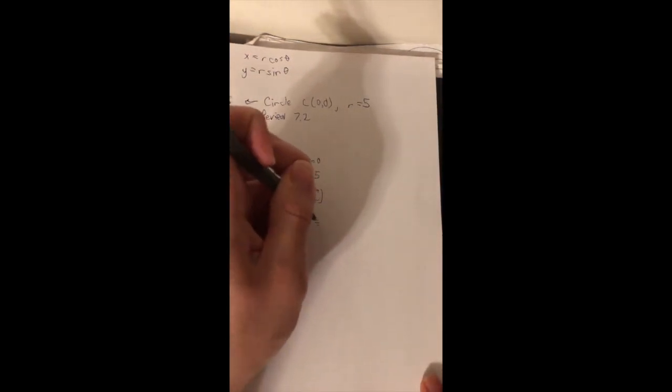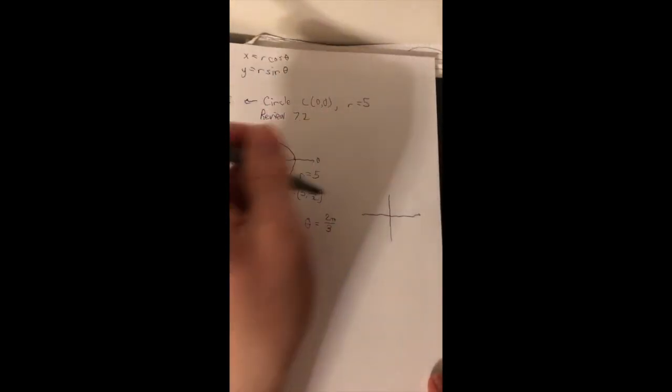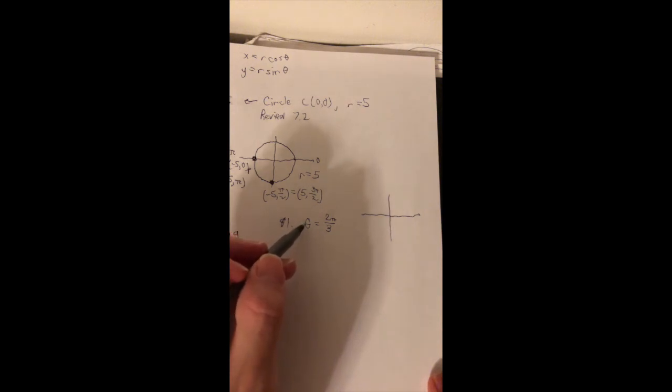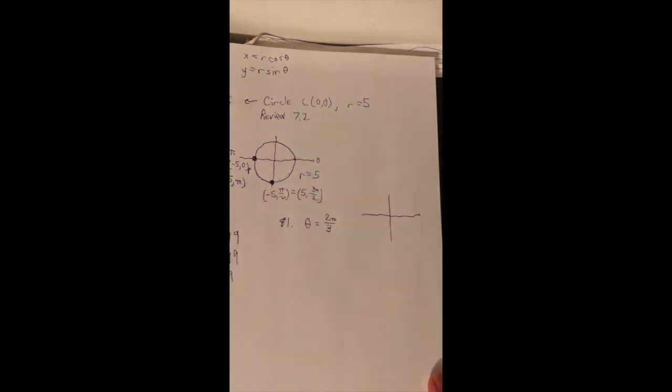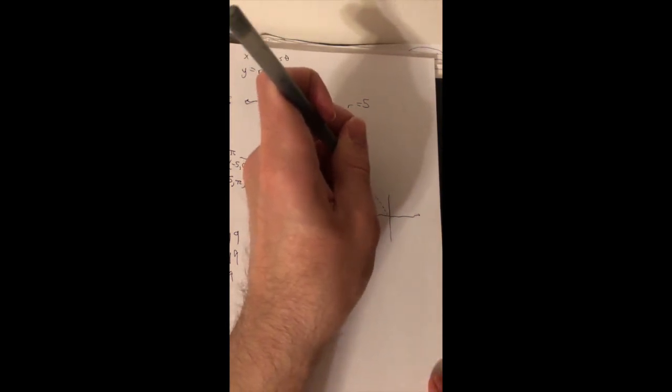So problem 81, theta equals 2 pi over 3. And I want to convert this into rectangular coordinates. So if I think about theta equals 2 pi over 3, if I think about all the points that satisfy this equation, I'm looking at all the points that are in a 2 pi over 3 direction. 2 pi over 3 would be in this direction.